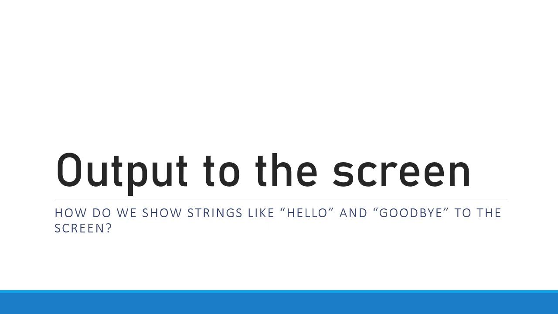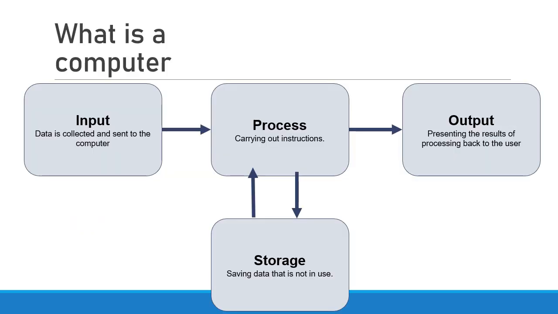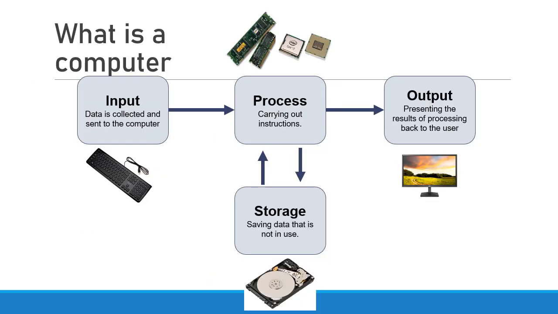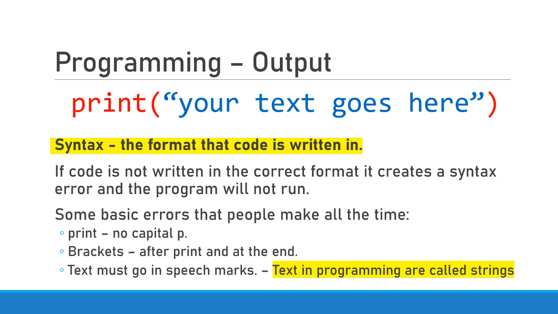So our task today is, how do we show strings like hello and goodbye on the screen? We're going to type our instructions in, and that's going to be our input, and our processor is going to process those inputs and show it on our monitors. This is how we accurately tell the computer to output some text. Remember, we have to get that syntax absolutely right. If I were you, I would write down this line of code at the top of your mini whiteboards because we're going to use it quite often in today's lesson.